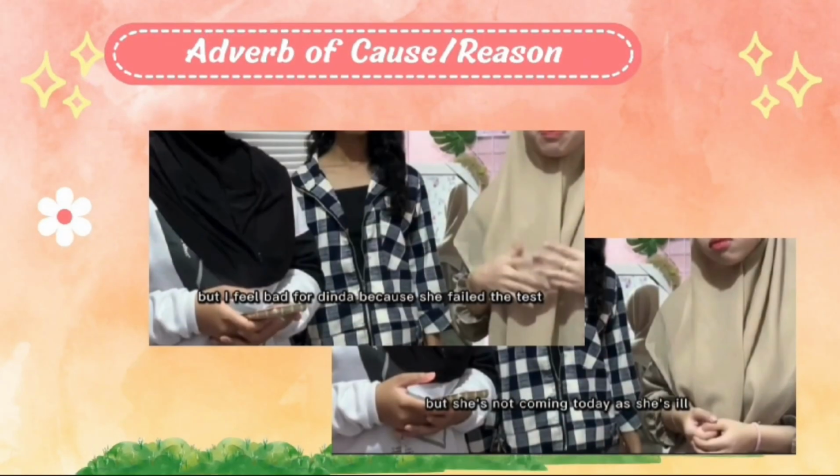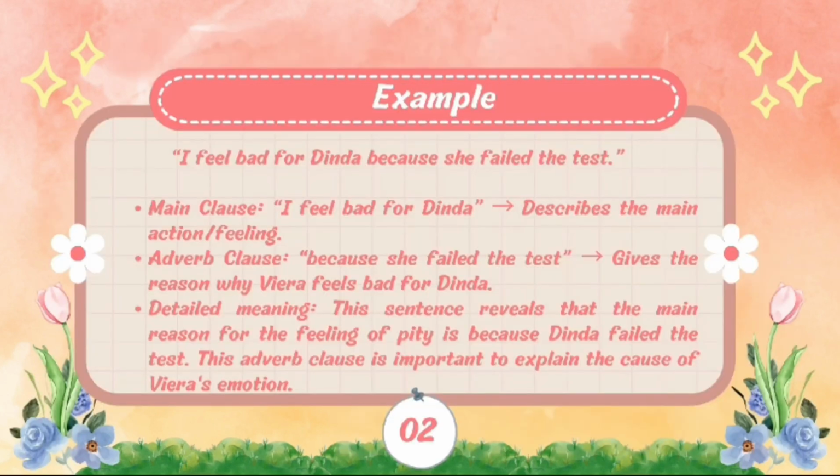Like the example, I feel bad for Dinda because she failed the test. So the main clause of this sentence is I feel bad for Dinda. This clause describes the main action or feelings, and the adverb clause is because she failed the test. This clause gives the reason why Viera feels bad for Dinda, and this sentence reveals that the main reason for the feeling of pity is because Dinda failed the test. This adverb clause is important to explain the cause of Viera's emotion.